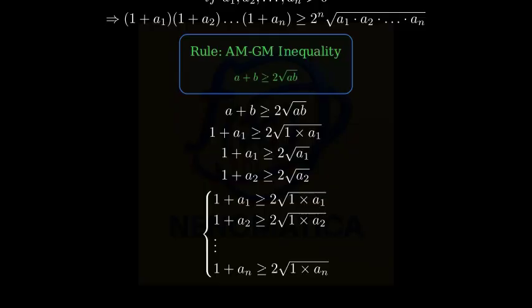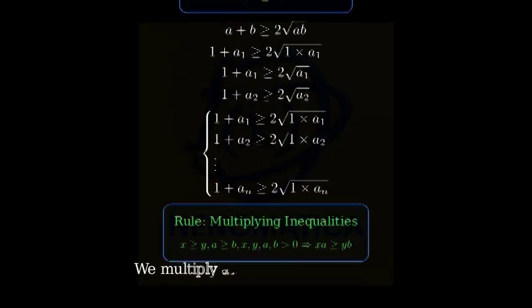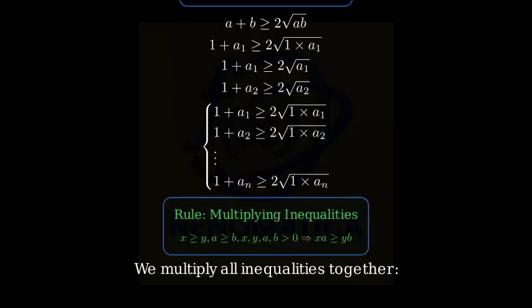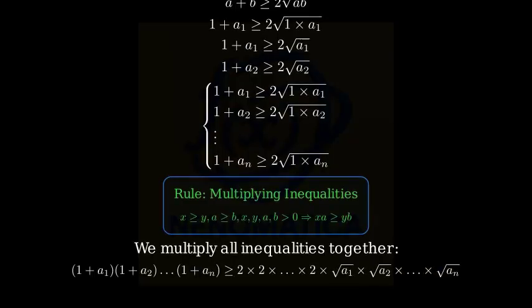The next step in our proof is to multiply all these inequalities together. When we multiply the left sides and the right sides of all these inequalities, we maintain the inequality sign because all terms are positive. After multiplying, we get on the left side the product of (1 plus a sub 1) times (1 plus a sub 2), and so on until (1 plus a sub n). On the right side, we get 2 to the power of n times the product of all the square roots.